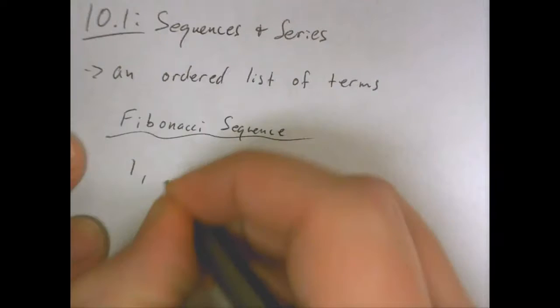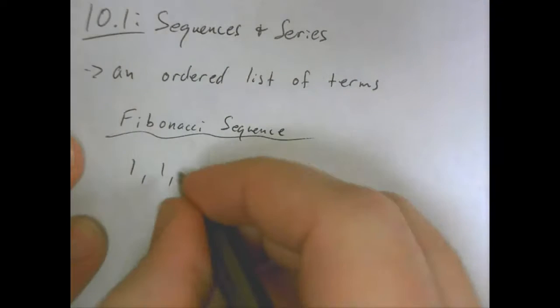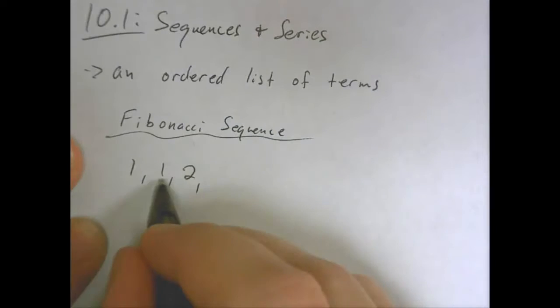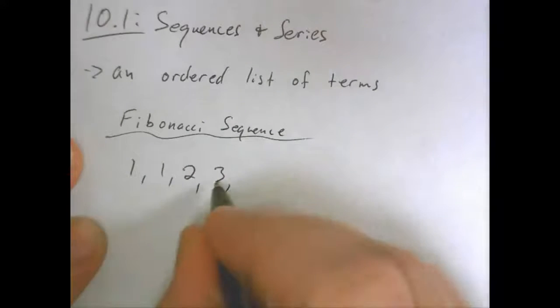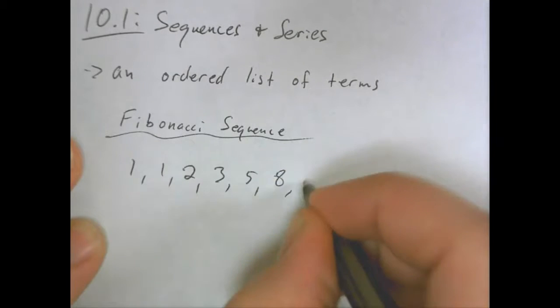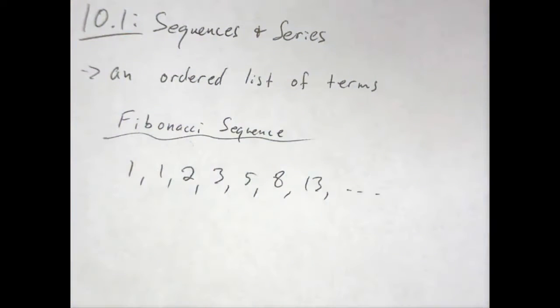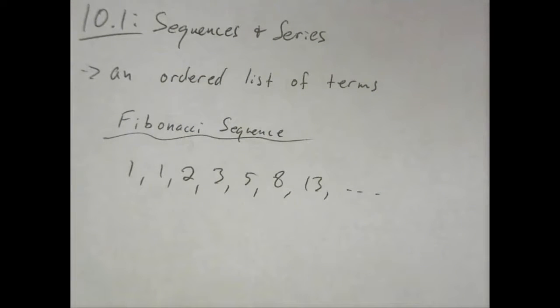Well, the Fibonacci sequence is 1, 1, and once you get the first two numbers, you're going to take the previous two and add them together. So now I'll do 2 plus 1 equals 3, 2 plus 3 is 5, 3 plus 5 is 8, 8 plus 5 is 13, so on and so forth. This is our sequence, or an ordered list of terms.